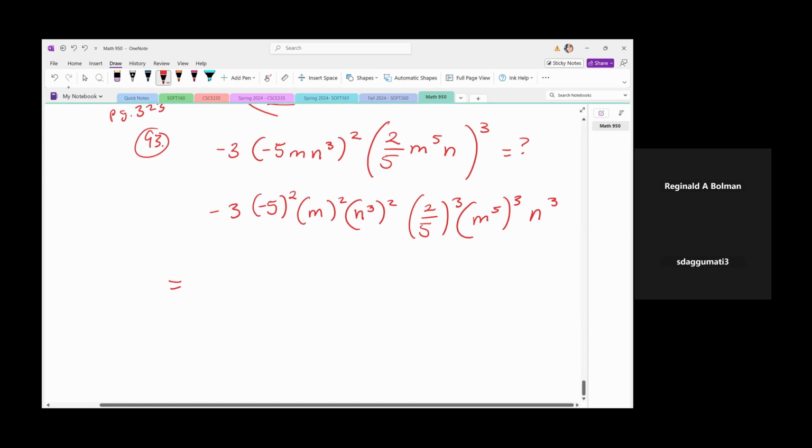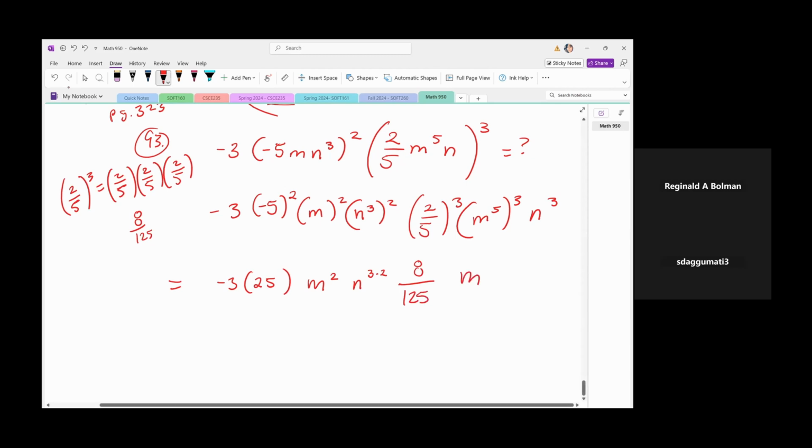-5 times -5 is 25. So you have -3 times 25. M squared is just m squared. And n to the 3rd raised to the 2nd power is going to be n to the 3 times 2. 2/5 to the 3rd power. Remember, guys, this is just 2/5 times 2/5 times 2/5. 2 times 2 is 4 times 2 is 8. So you have 8 over 5 times 5 is 25 times 5 gives you 125. So you've got 8 over 125 here. And you've got m to the 5 times 3 and an n to the 3rd power.